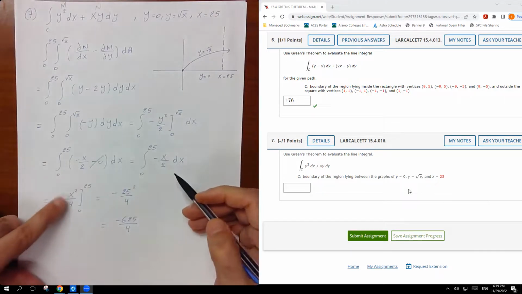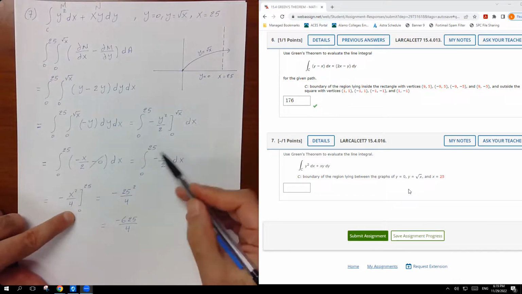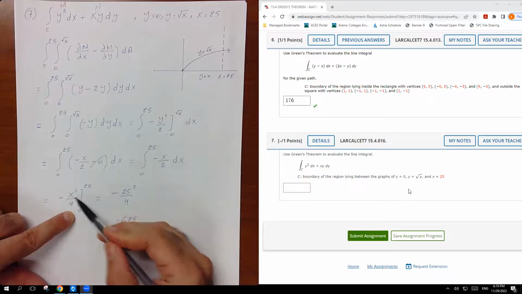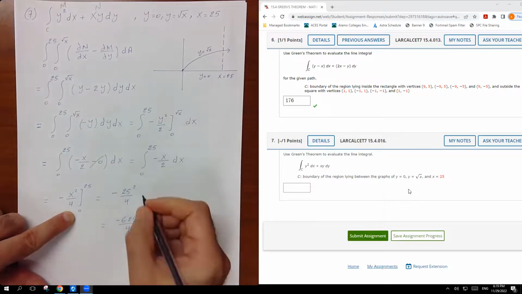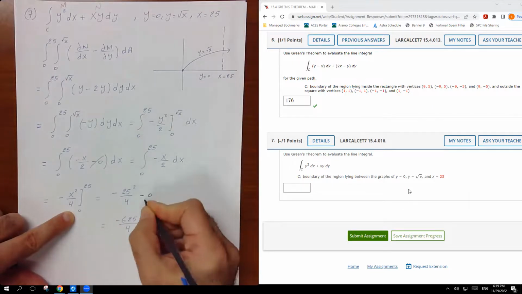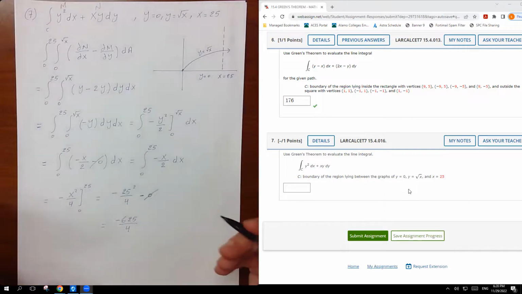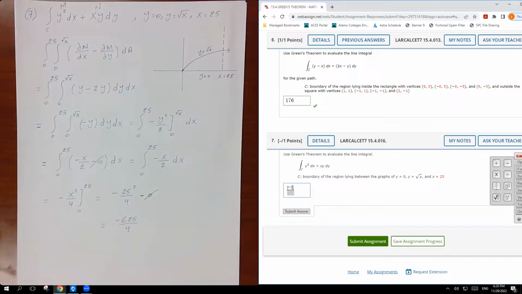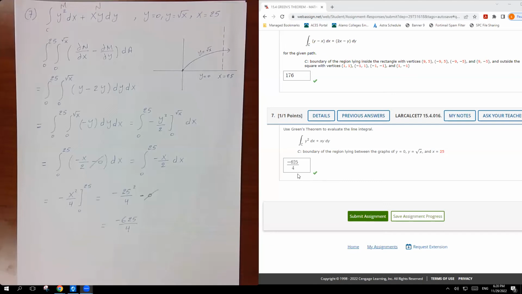Then it's going to be negative x squared over 4. We're going to find the integral with respect to x. And then plug in 25, so it's going to be negative 25 squared over 4 minus 0. This is 0, so it's going to be negative 625 over 4. That means the answer for this one is negative 625 over 4. That's it for section 15.4.